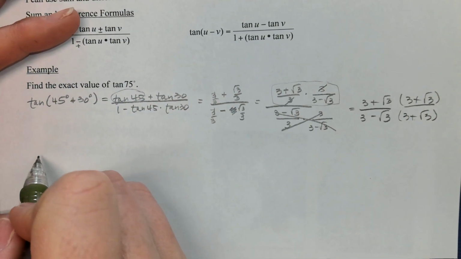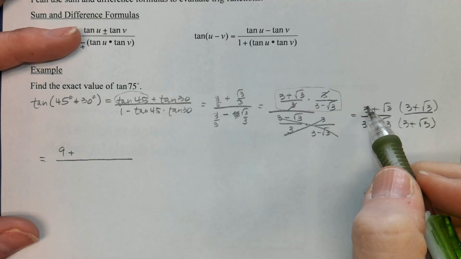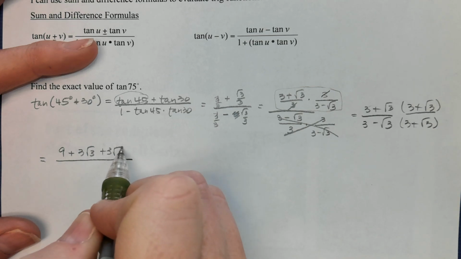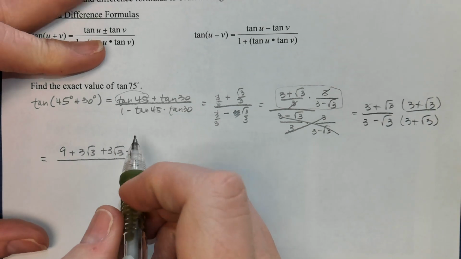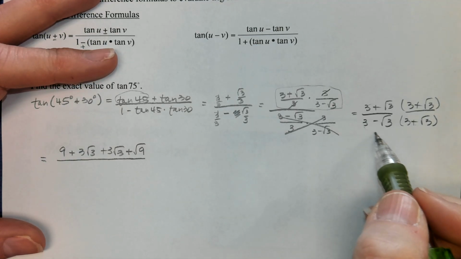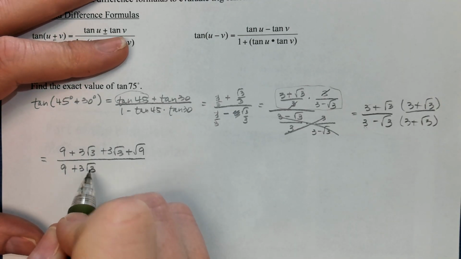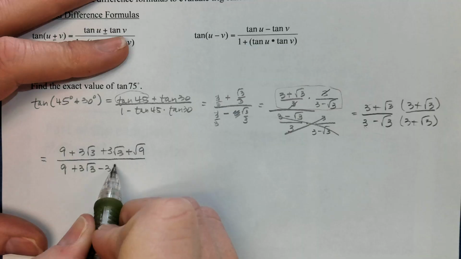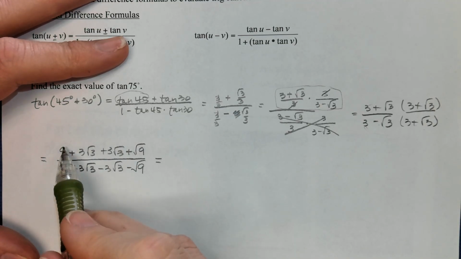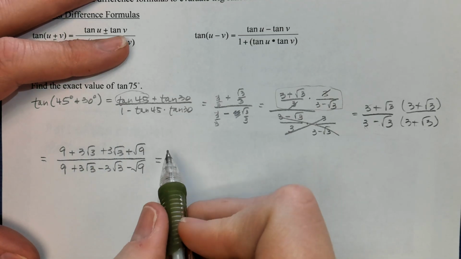And I'm going to have to come down, kind of wrap it around here. So on top, I'm going to have 3 times 3. Then I'm going to have 3 times root 3. Then I'm going to have another 3 times root 3. And then I've got root 3 times root 3, which is root 9, and then that will become just a 3. On the bottom, I've got 3 times 3, which is 9. Then I've got 3 times root 3. Then I've got negative 3 root 3. And then I've got negative root 9. So don't cancel anything. You can't cancel those 9s. We just have to stick with simplifying our numerator and then simplify our denominator and see where we're at.